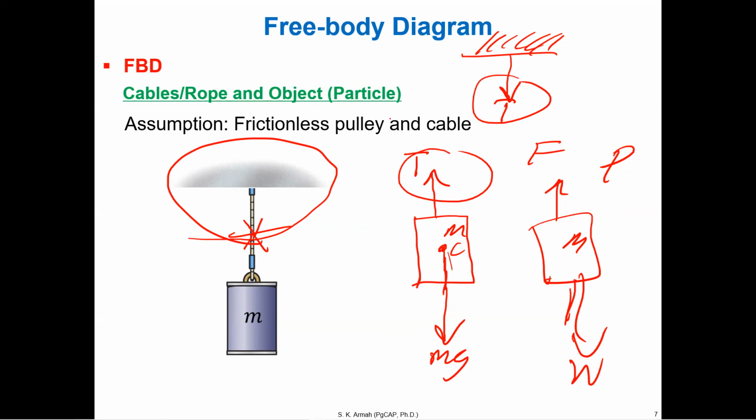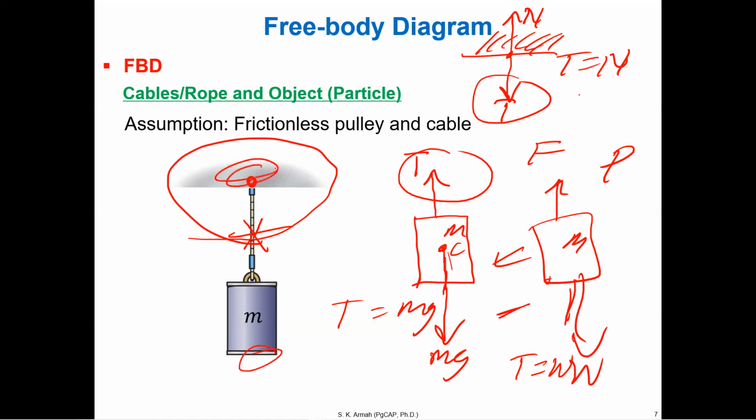And what is balancing this one? There could be a reaction here, which I can show in the opposite direction. Let's say N. Later on, we're going to apply the condition of equilibrium, that the forces should be balanced. So from here T is equal to mg, or T is equal to W, and here T is equal to N. In other words, whatever the weight is, that is what is pulling the roof.